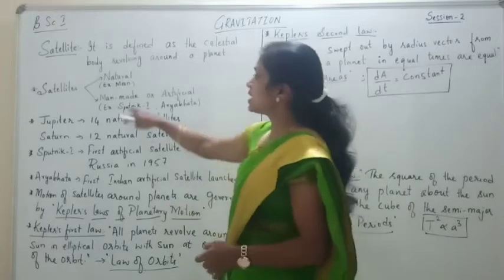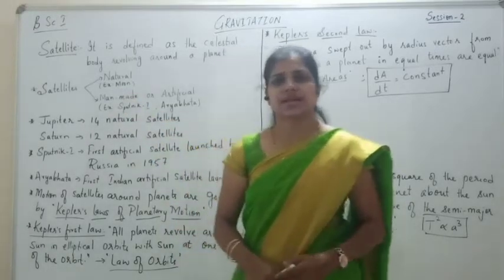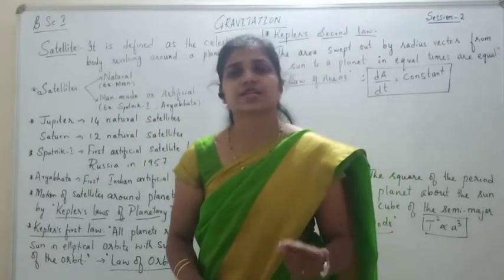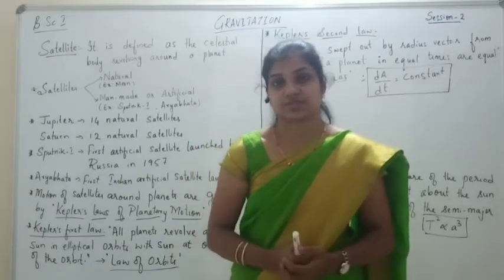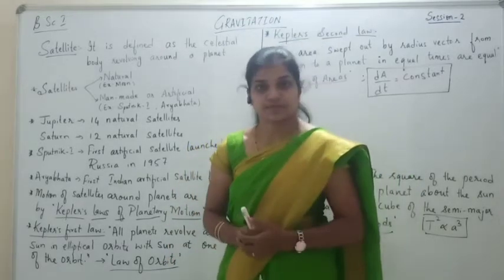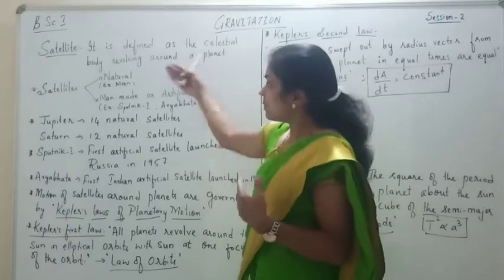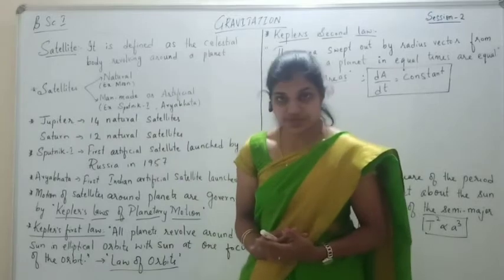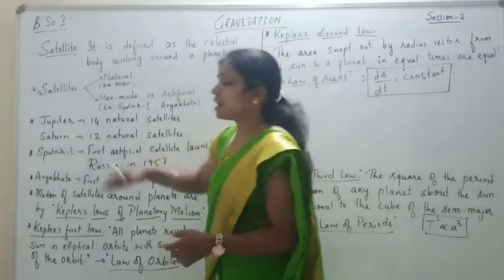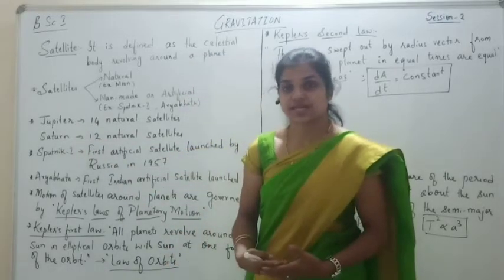An example of a natural satellite is the moon, the best example of a natural satellite of Earth. The moon is a natural satellite of the Earth made by God. So apart from the moon, Jupiter has 14 such natural satellites. Saturn has 12 natural satellites.